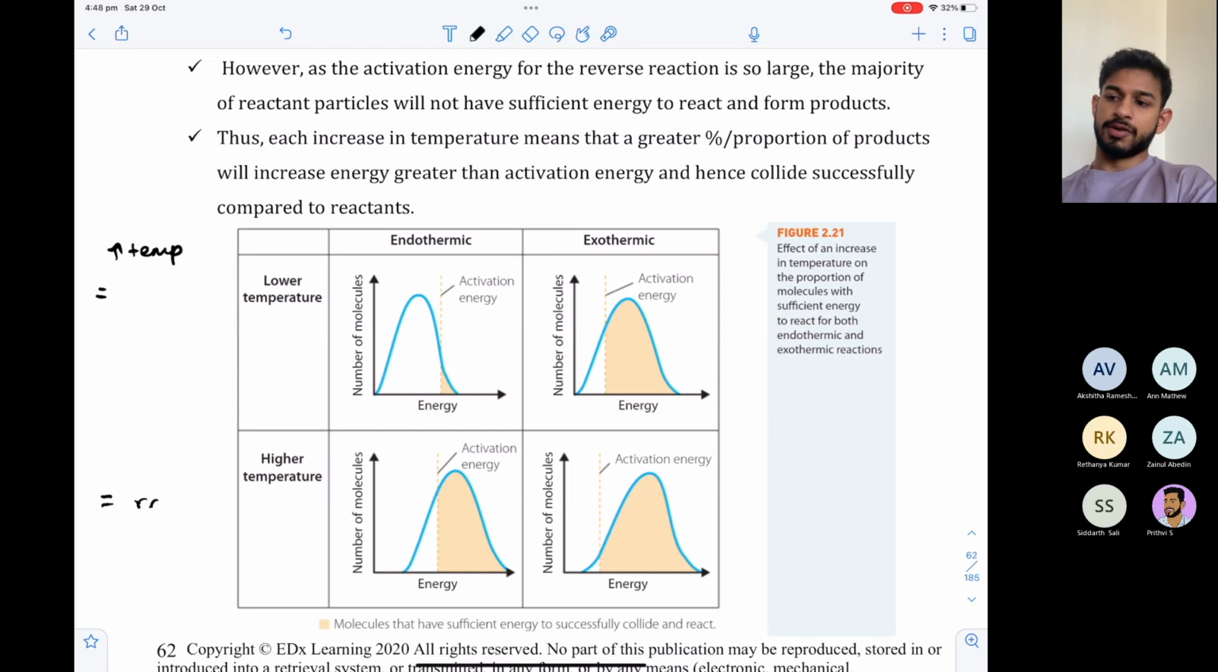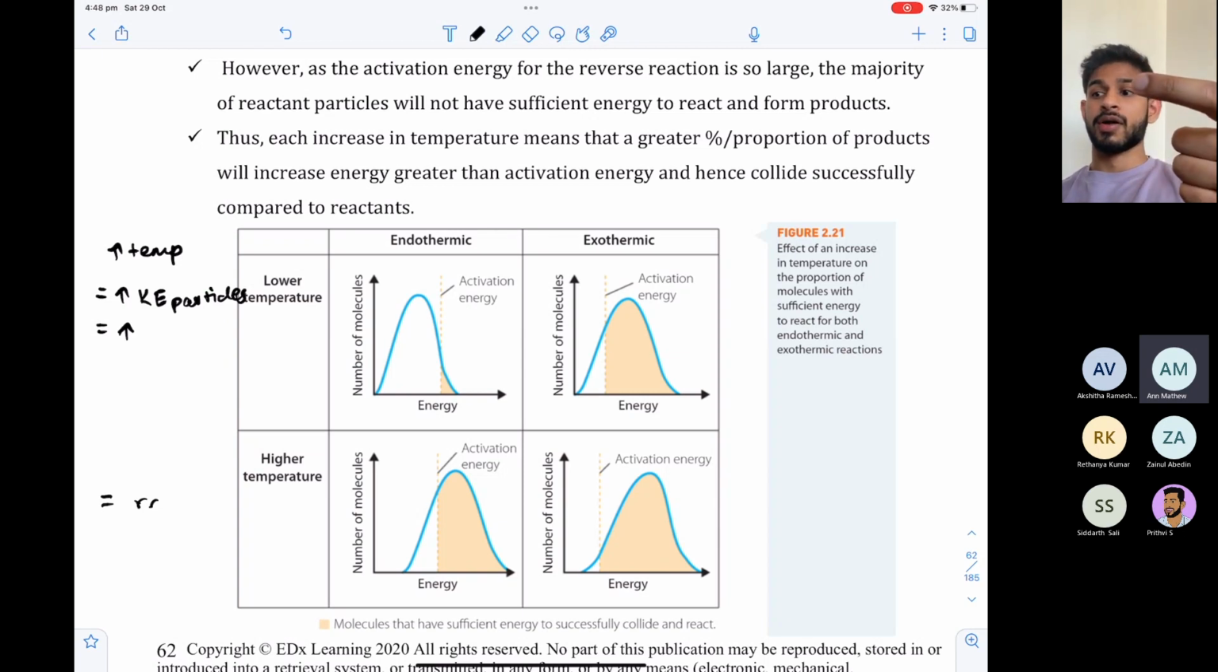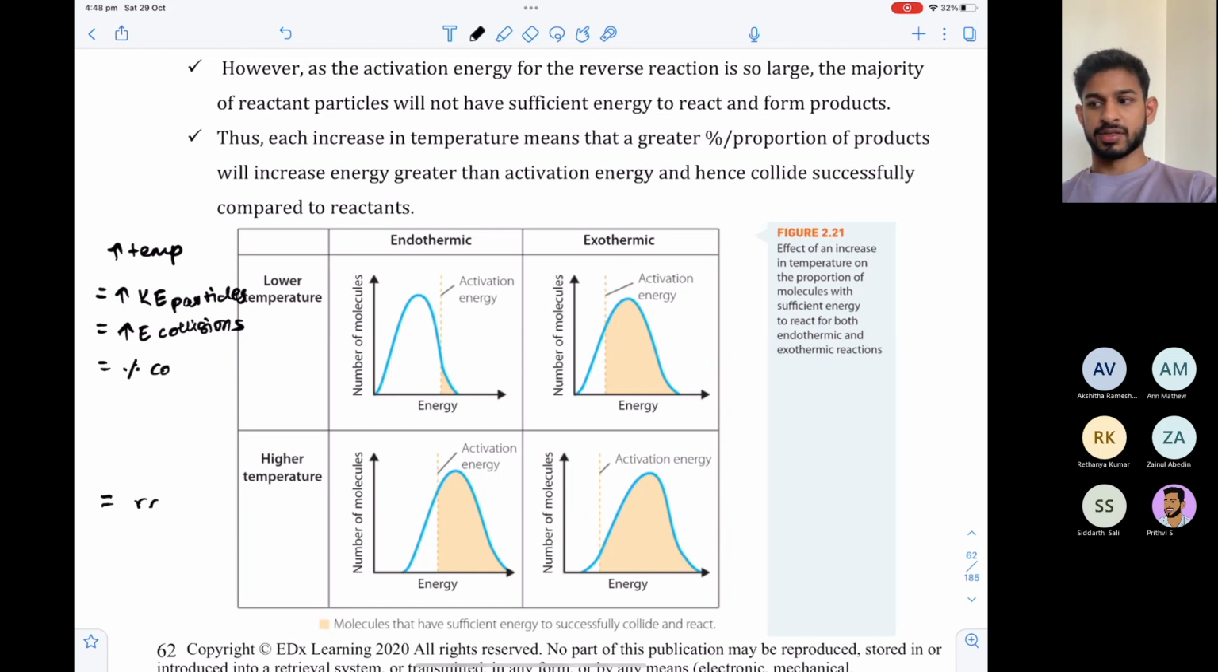Good. What I'd like you to all say first, though, is when I increase temperature, I increase the average kinetic energy of all molecules, right? So increase the kinetic energy of all particles. This will increase the number of collisions, but what does it also increase? You're increasing the energy of collisions. It's the average energy of collisions. So what is that going to do to the percentage of collisions which are successful?